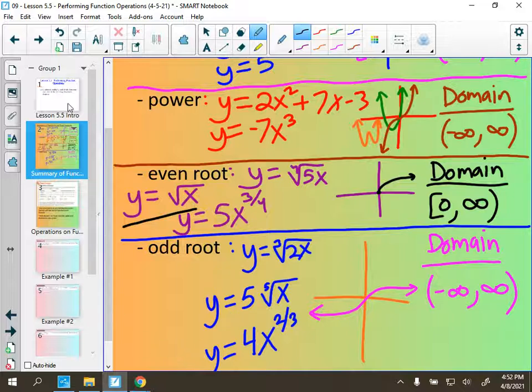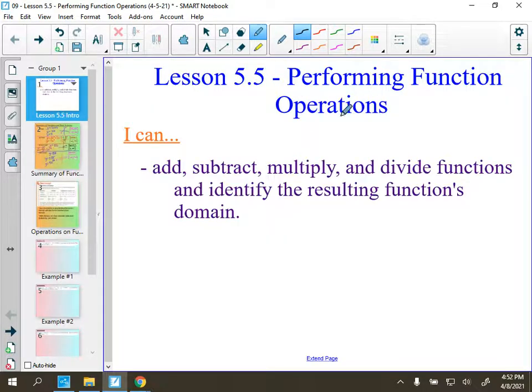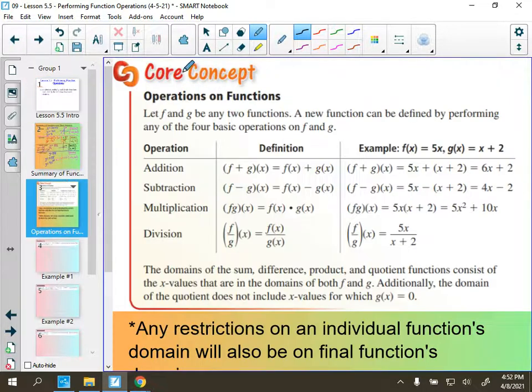Let's get our operations, right? That's the name of the lesson, operations on functions. Let's get those notes hammered out here. So we did this, we added this in class. Basically saying, I'll try to summarize it here. So we've got any two functions, f and g.